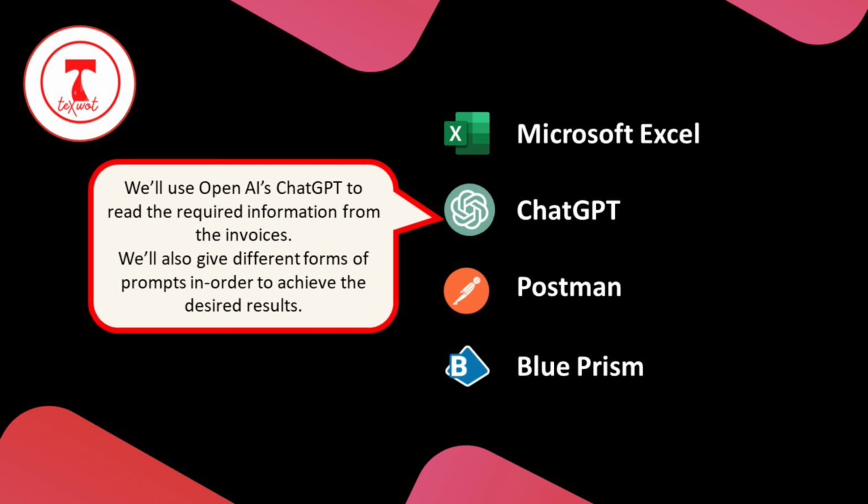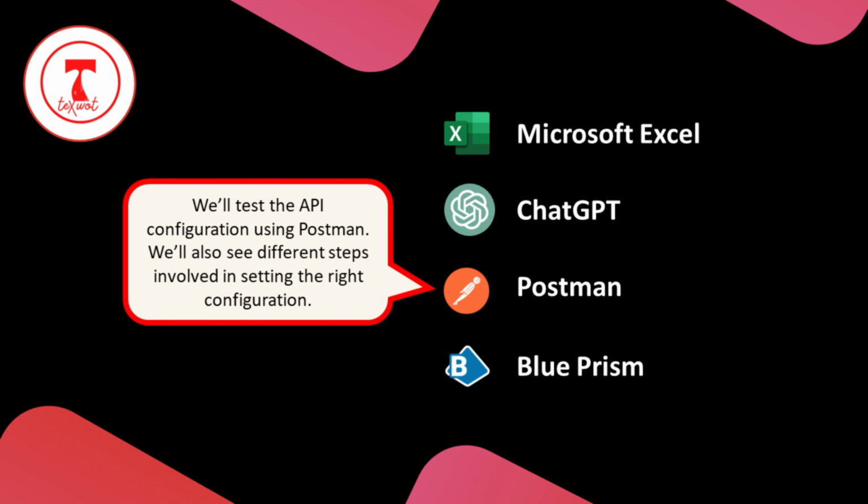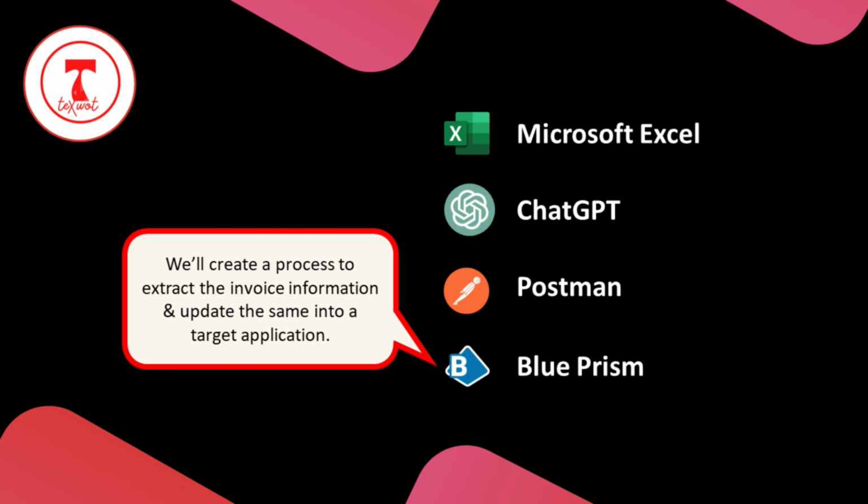We will also learn how to construct ChatGPT prompts and evaluate the results. Postman: we will employ Postman to test the API for interacting with ChatGPT. This will involve performing tests to verify the accuracy of our configuration and ensure that we obtain the desired results. Blue Prism: we'll create a Blue Prism process that treats the invoices and efficiently handles them within the application.